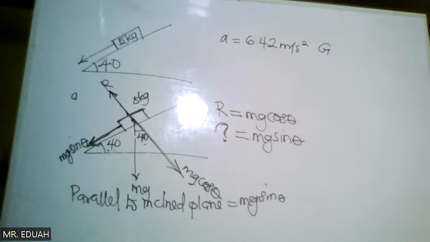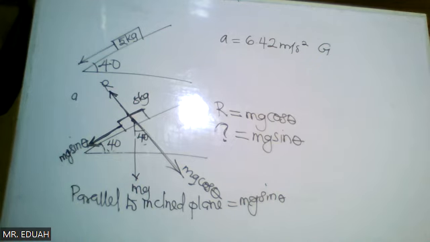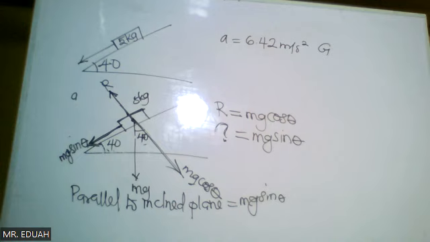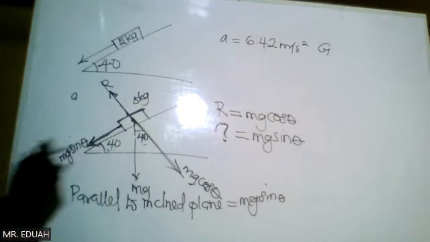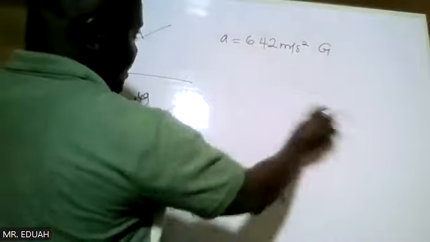Your hand is up. Sir, please, how do you know that the angle between mg and mg cos theta is 40? Oh, I think we have proven this. I didn't prove this with you. Okay, so this is also 40 because of this.